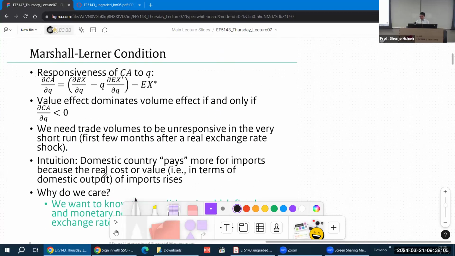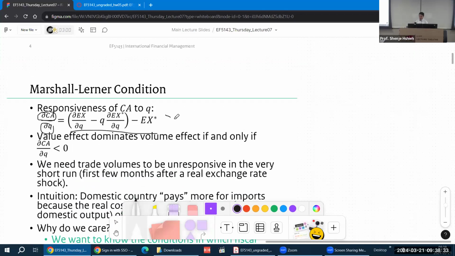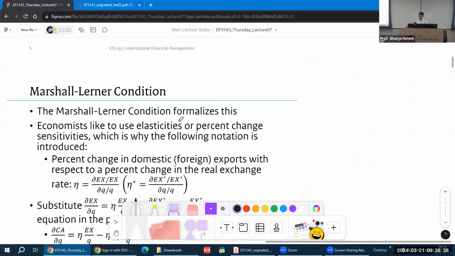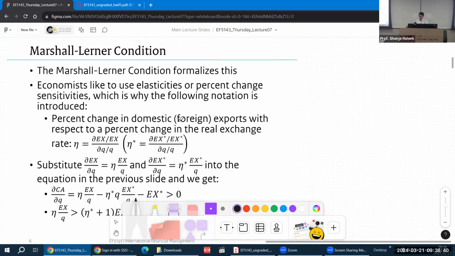All right, so the Marshall-Lerner condition is the following expression. As we all know, it's the responsiveness of net exports when we change Q, and we know from previous lecture slides that it can be interpreted in this way, right? Everything in this quantity expression, in this parentheses, is called a volume effect. Everything here, minus EX in dollars, is a value effect. Okay, so that's cool and all, and we know that this term has to be positive for us to care, right? So let me tell you how to interpret it in terms of elasticities.